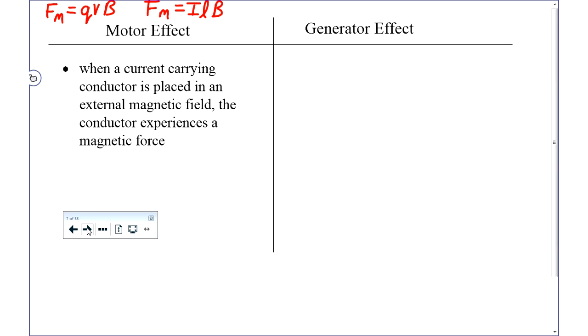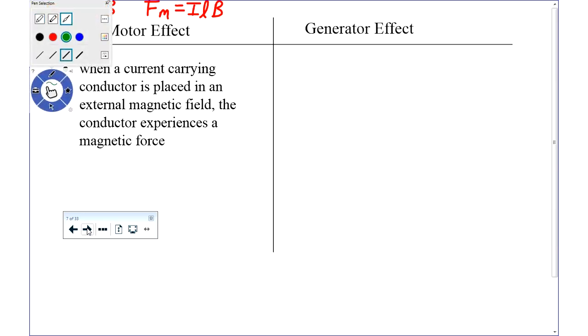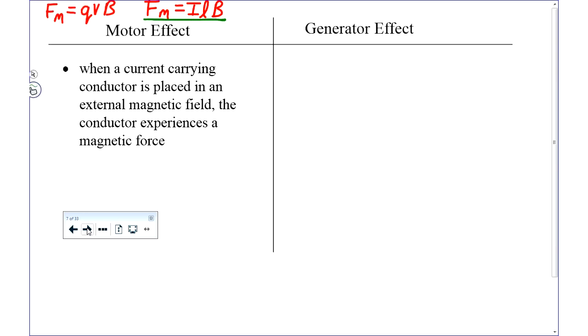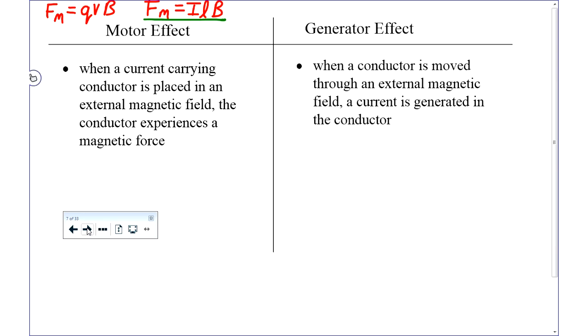So specifically, when you have a current-carrying conductor placed in an external magnetic field, that conductor will experience a force. I'm really focusing here in this description of the motor effect. I'm focusing on the Fm equals ILB. I'm focusing on a wire, not a single charge. The generator effect, on the other hand, is when you take a conductor that does not have electrons flowing through it, and you physically move it through a magnetic field, you're going to generate an electric current.